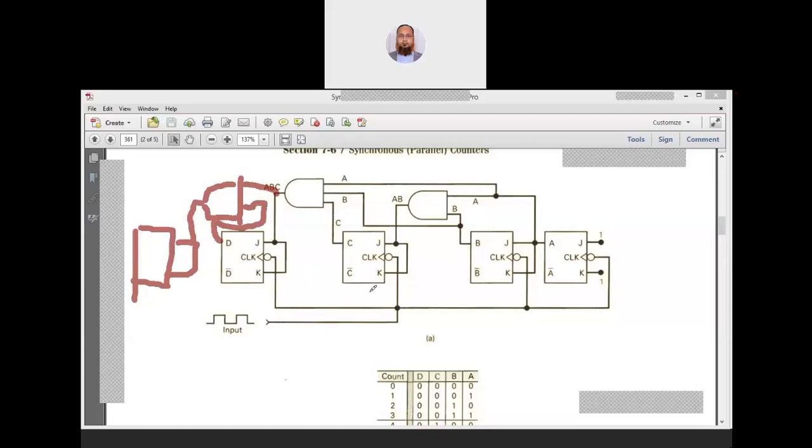So with these 4 flip flops we can count up to 16, and if we add the next flip flop we can count up to 32. Similarly, we continue to add the flip flop and the AND gate, and the count will increase. So this we have seen in the previous class.